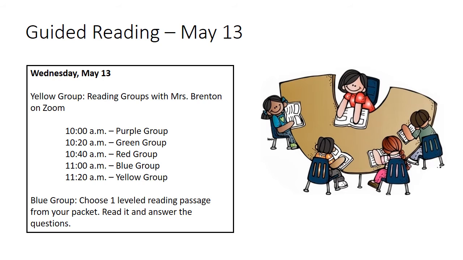For guided reading today, I'm going to be meeting with my yellow group friends on Zoom. You can look out on Class Dojo and Class Story. I'm going to be putting your book assignments and also assigning them through Epic. Purple group, we're meeting at 10, green group at 10:20, red group at 10:40, blue at 11, and yellow at 11:20.